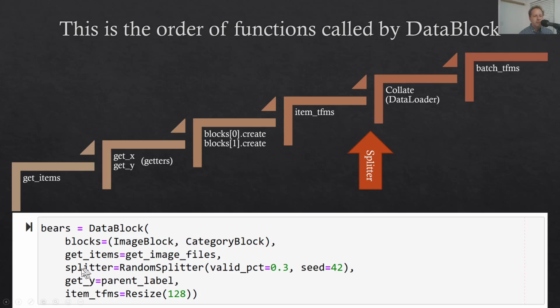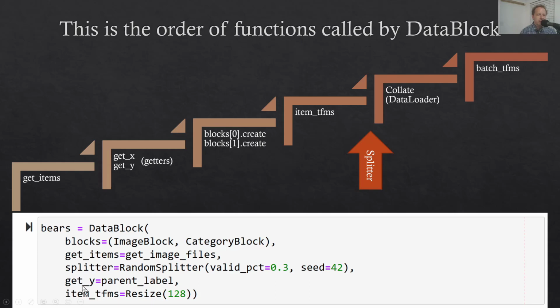And then you tell it, how do you split the data into a validation set and a training set? We're going to use something called a random splitter, which just splits it randomly. And we're going to put 30% of it into the validation set. We're also going to set the random seed, which ensures that every time we run this, the validation set will be the same.